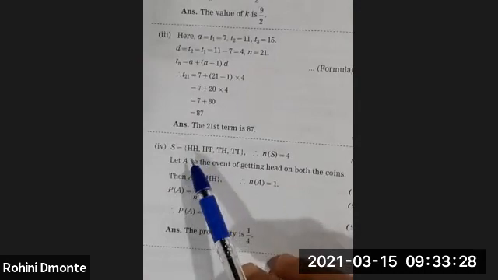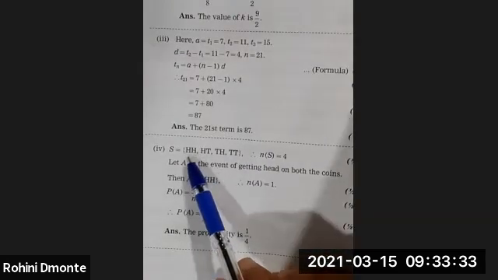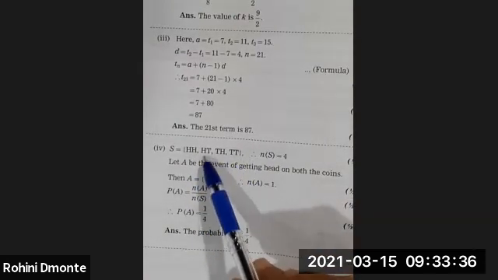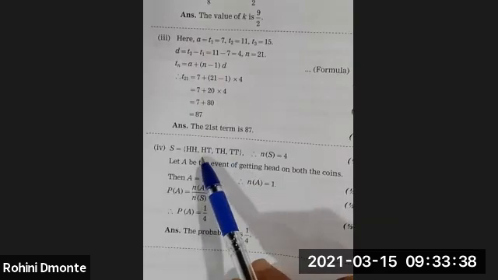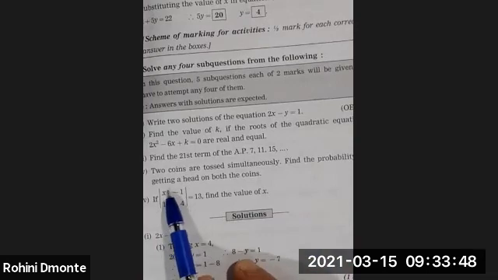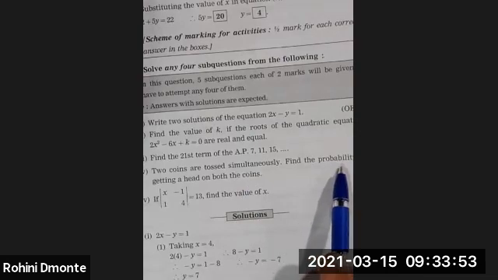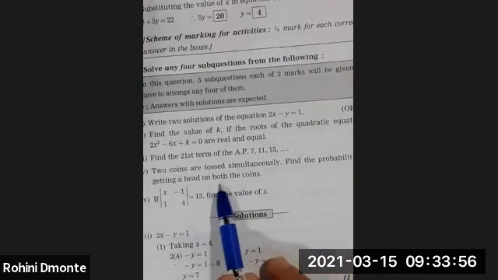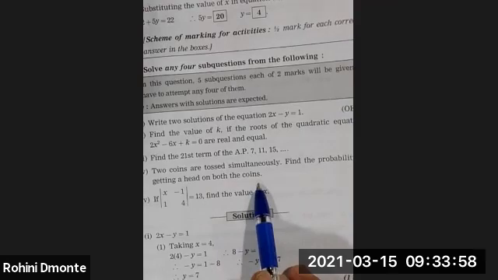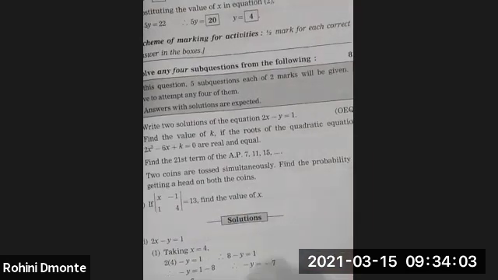See, when we are tossing two coins simultaneously, there will be either heads together or tails together, or there will be a combination of head and tail. Now, what is our favorable event? What they have asked: find the probability of getting head on both the coins. So what is our favorable outcome here? Getting head on both the coins. So what is our event? Let A be the event of getting head on both the coins.